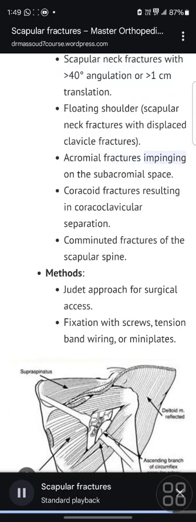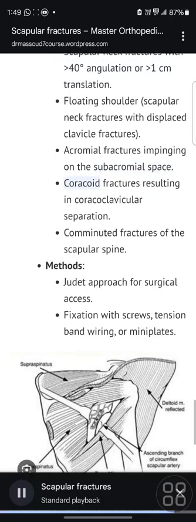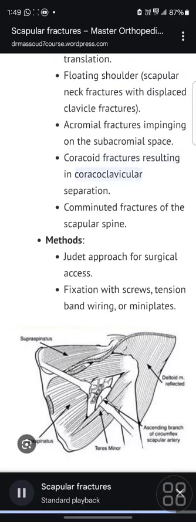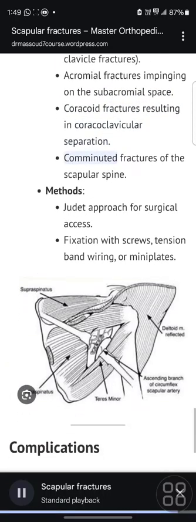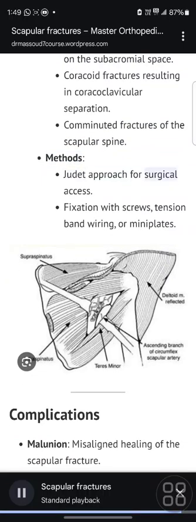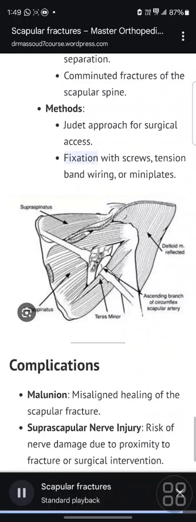Acromial fractures impinging on the subacromial space. Coracoid fractures resulting in coracoclavicular separation. Comminuted fractures of the scapular spine. Methods: Judet approach for surgical access. Fixation with screws, tension band wiring, or mini plates.